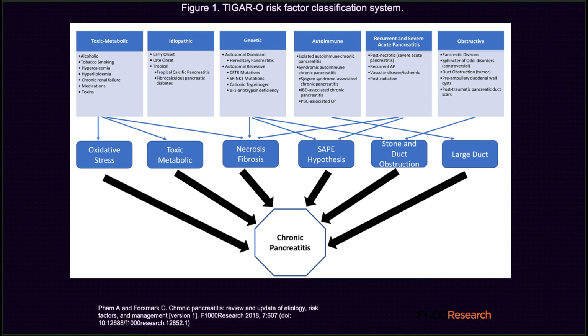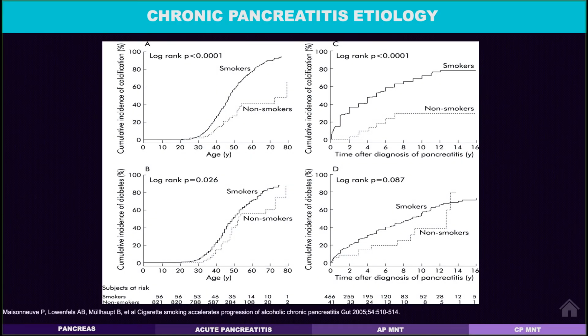The next slide shows a study comparing smokers to non-smokers and the incidence of diabetes, and also the incidence of calcification after being diagnosed with pancreatitis. If we look at the bottom two, on the y-axis we see the cumulative incidence of diabetes, and the smoker has a higher incidence, it's not as dramatic, but when we look over on the right-hand side, after time of diagnosis, if the person doesn't smoke, they have a much lower risk for developing type 3 diabetes than the smokers do.